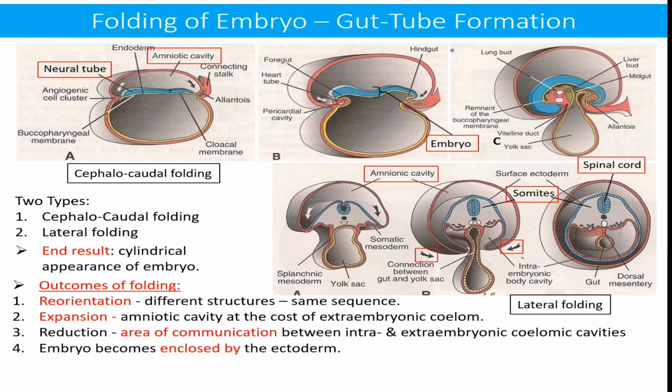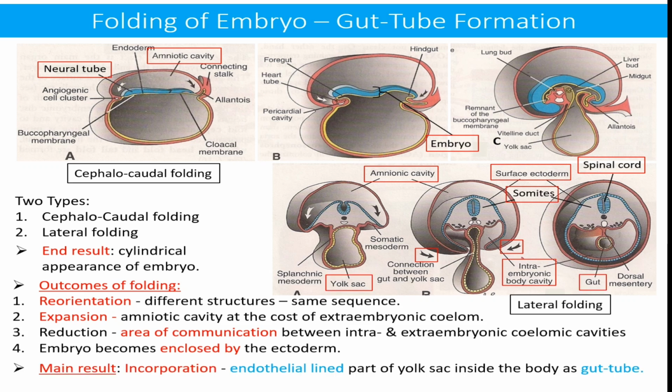Number 2 is expansion of the amniotic cavity at the cost of the extra embryonic coelom. Number 3 is reduction of the area of communication between intra and extra embryonic coelomic cavities. And number 4 is the embryo becomes enclosed by the ectoderm. But remember, the main result of this folding is incorporation of an endothelial lined part of the yolk sac inside the body as the gut tube.